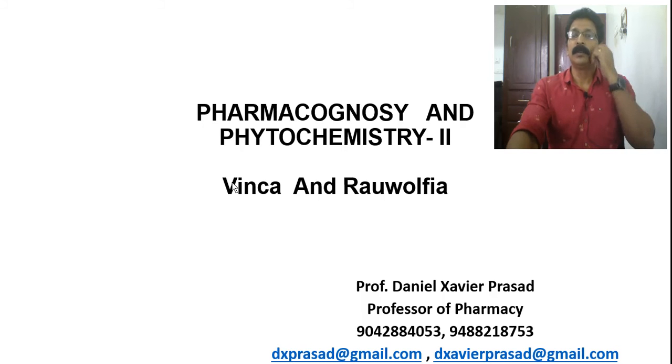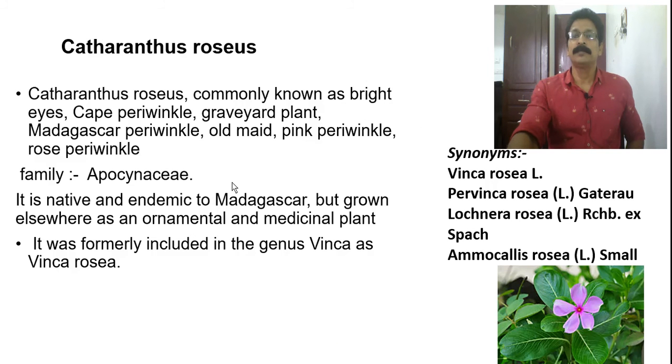Today we are going to discuss two drugs, Vinca and Rauwolfia. Vinca is a very common plant which we can see on our roadsides, and in our city and town also. We also use this plant as an ornamental plant, and it can be seen in our garden.